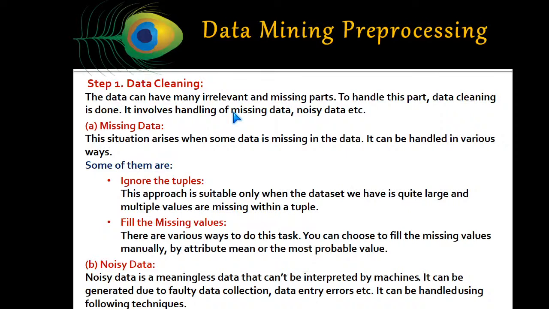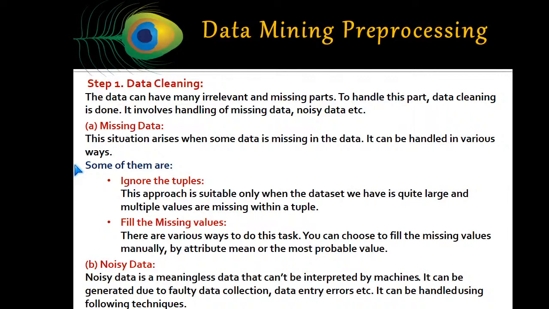See the point. In the data cleaning process, the data can have irrelevant and missing parts. To handle this, data cleaning is done. It involves handling of missing data, noisy data, etc. I mentioned that in the previous slide. The first one is missing data. This situation can be handled in various ways. So how do you want to handle the missing data from the database?